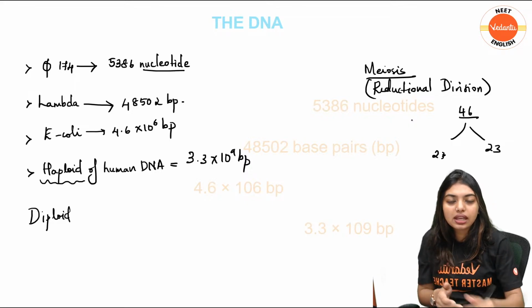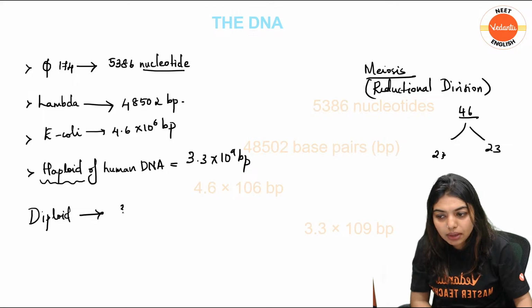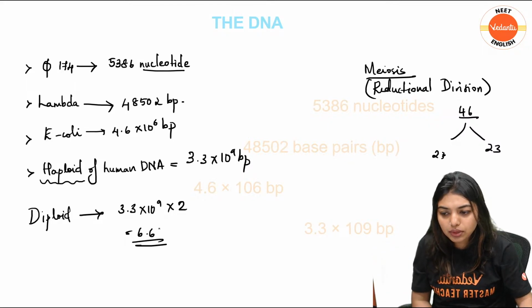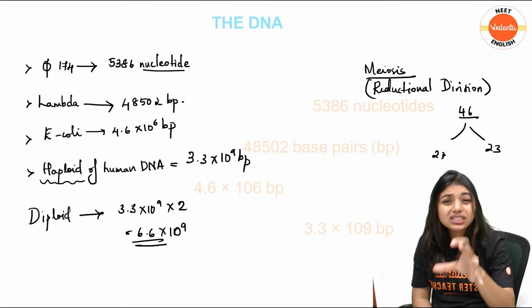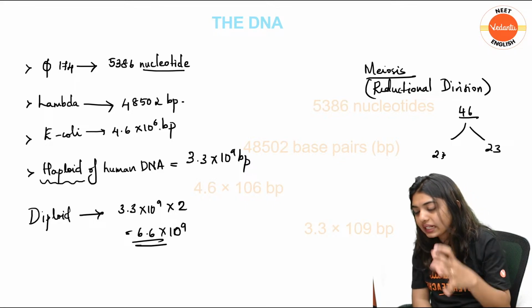This is how we say it. Now students, here we have to see diploid. That means we multiply this 3.3 into 10 to the power 9 by 2. So you will get approximately 6.6 into 10 to the power 9. This is your answer. This is what you have to focus on. These values you have to learn by heart at any cost.